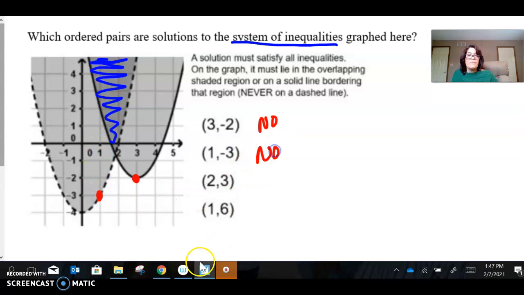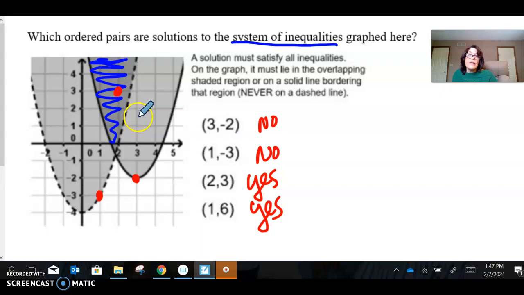1, -3. No. 2, 3. Yay! That is a solution. 1, 6. 1, 2, 3, 4. I can't see it, but I'm going to say yes for that as well. I can tell that it's going to be in the shaded part.